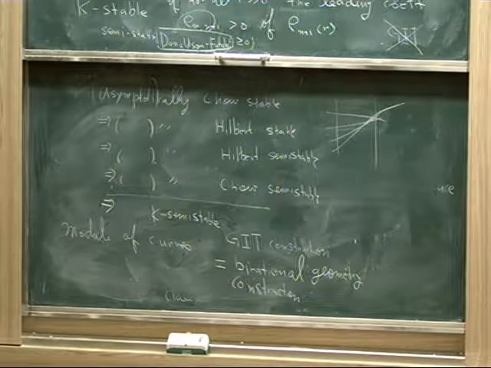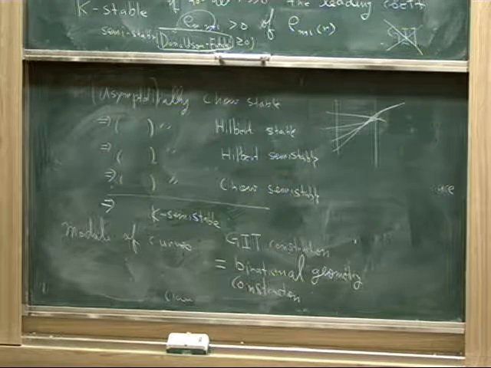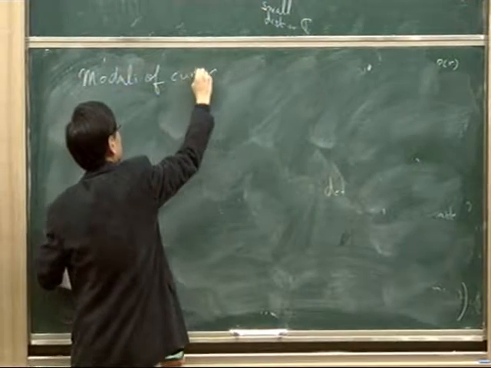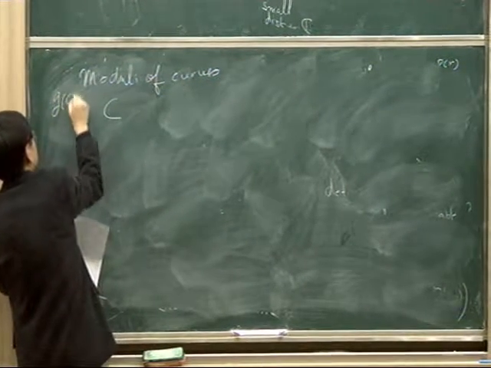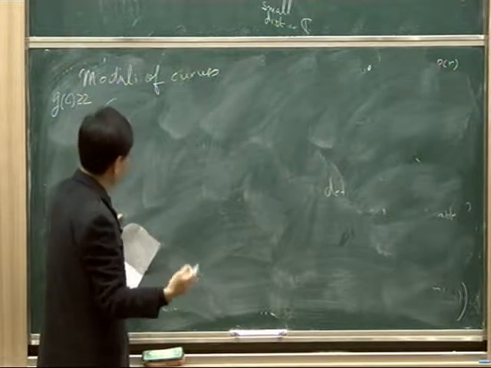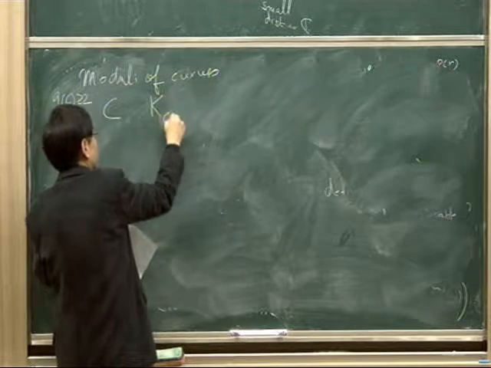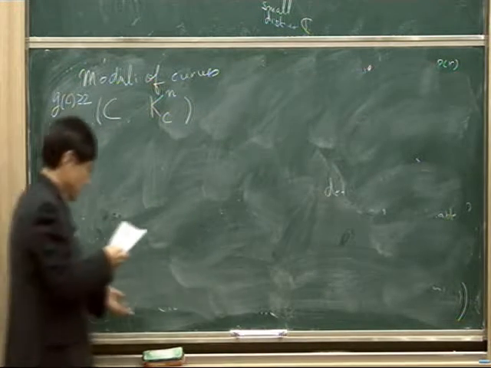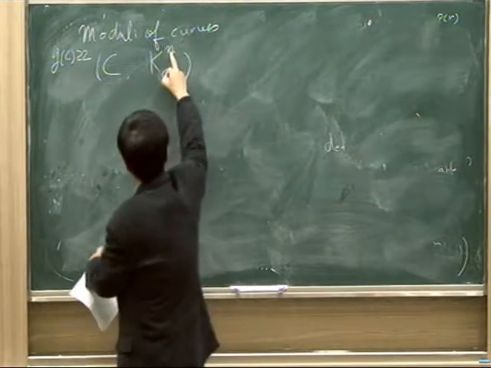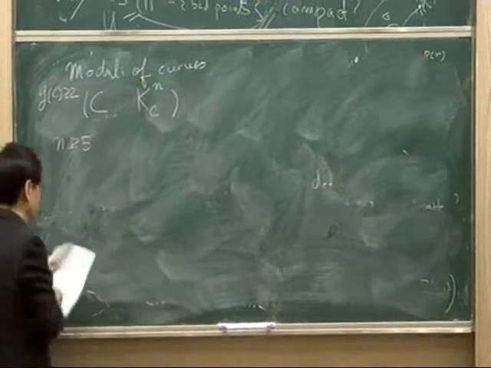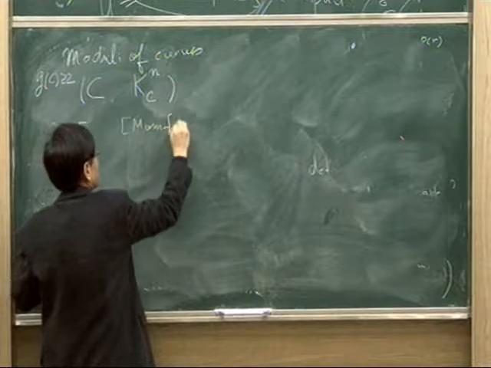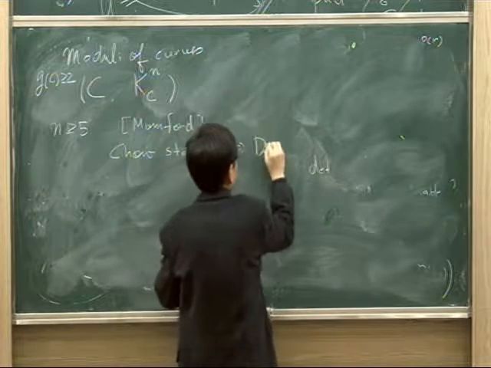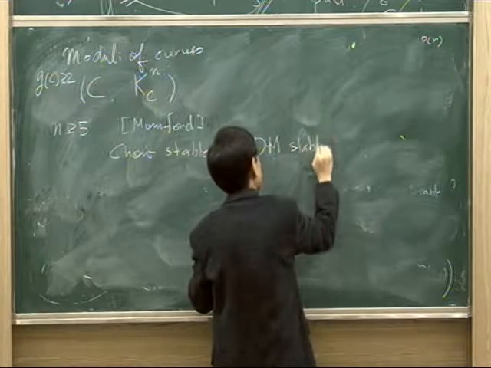Okay, so then what happened to the moduli of curves? Considering curves with genus greater than or equal to 2, first of all we want to consider polarized curves. There is a natural bundle, the canonical bundle, so we look at its n-th power, considering the polarized curve by this canonical divisor. If n is quite big, one can prove that Chow stable is equivalent to Hilbert-Mumford stable.